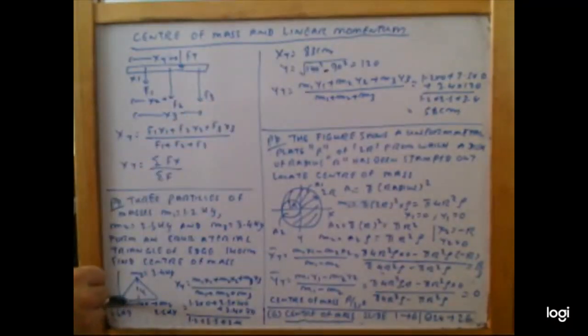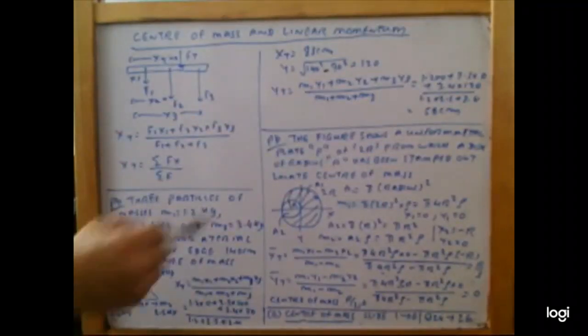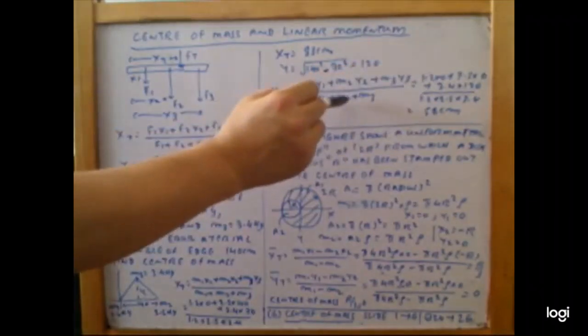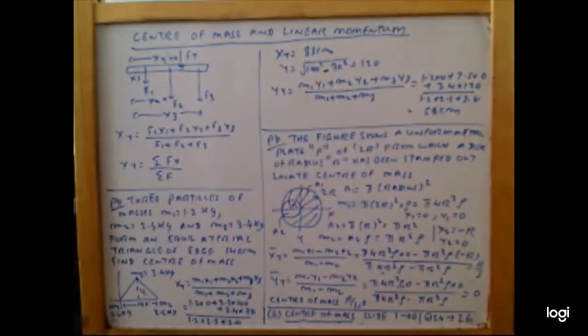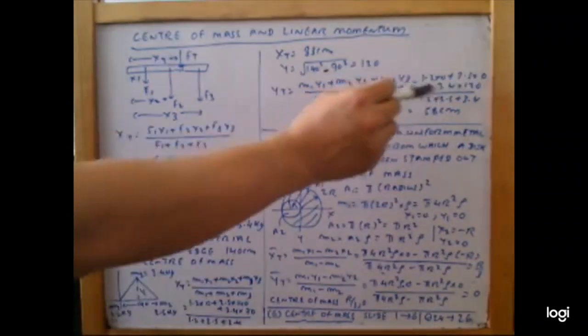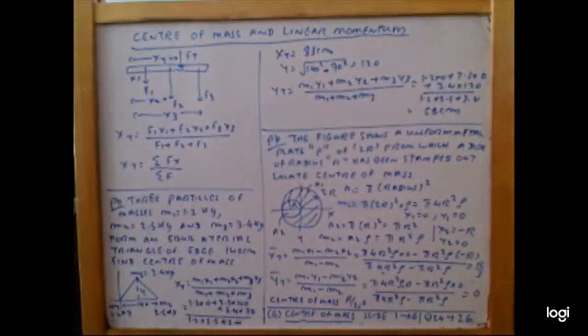Then M1 y1. Mass 1 is 1/2, y1 is the origin, so this is 0. Mass 2 is 2/5, and its distance is also 0. Mass 3 is 3/4, and its distance y is equal to 120 here. So we divide by mass 1 plus mass 2 plus mass 3: 1/2, 2/5, and 3/4. So we solve, and we get 58 centimeter.